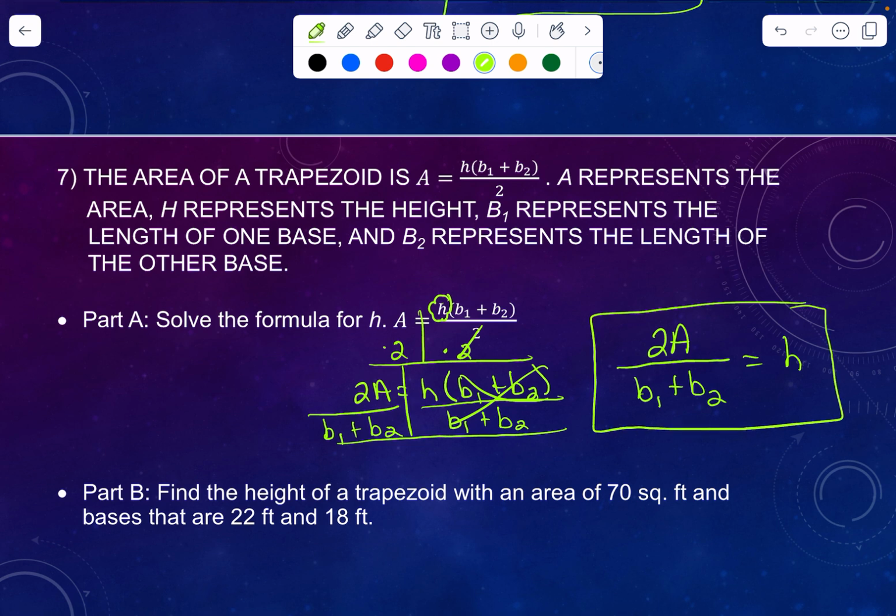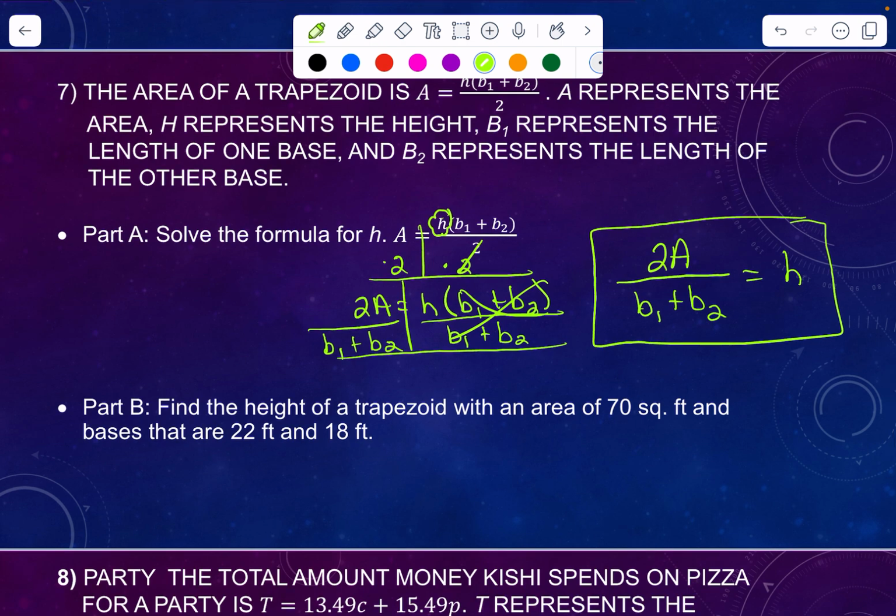Now, why do we do stuff like this? Well, if you look at part B, this is why, because part B now makes it very easy to do with our solved equation. It says, find the height when an area of 70 square feet and bases of 22 and 18. So if I plug that in, it looks like this. My height is going to equal 2 times the area, which we know is 70, base 1 is 22, and base 2 is 18. So now 2 times 70 is 140.